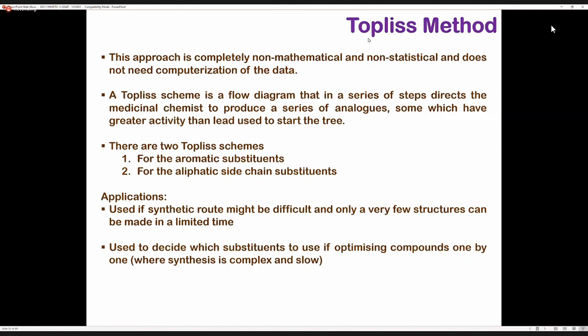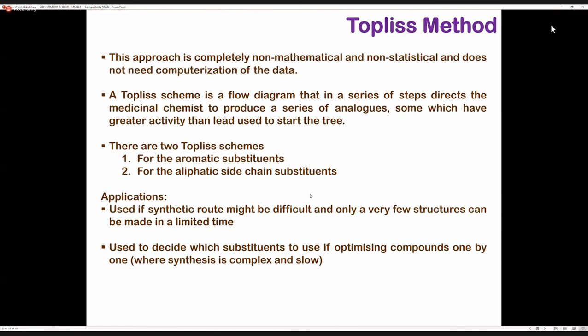Orang pakai Topliss method is more like macam binary method lah. Dia tukar 0 and 1, 0 and 1, whether present ke tak present. Okay. So Topliss method lah. Topliss is a flow diagram, a series of steps that directs the medicinal chemist to produce a series of analogs, some of which have greater activity than the lead, used to start the tree lah. Dia macam decision tree lah. So it can be used for aromatic and aliphatic lah.